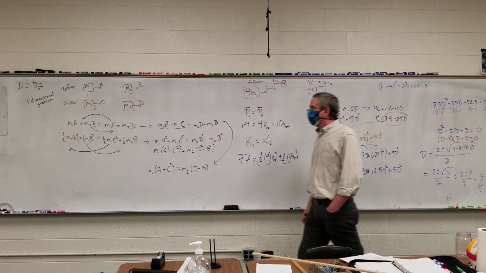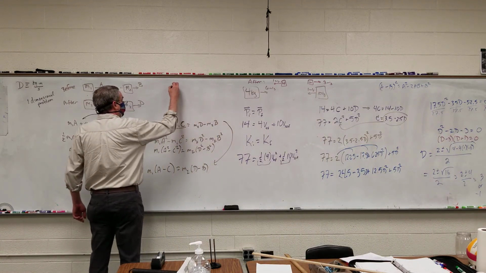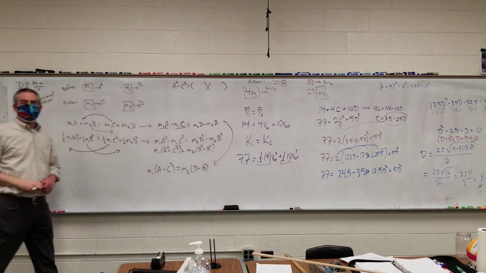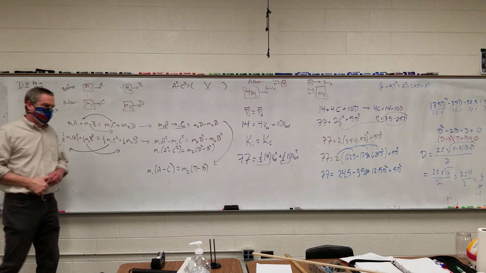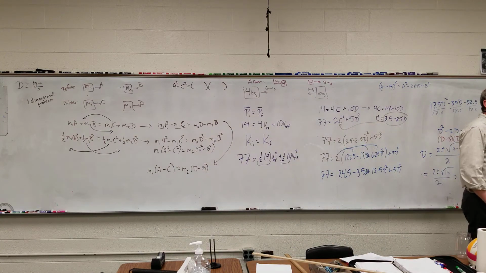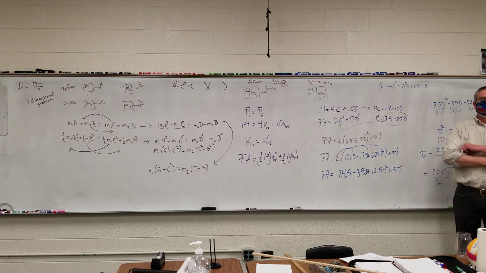And so now I have a difference of perfect squares. Let me do this little side note over here. A squared minus C squared. How does that factor? They don't teach factoring anymore?